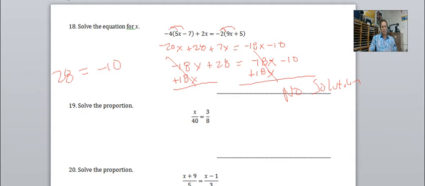19, when you have a proportion, you need to do the cross multiplying. When I cross multiply, you're going to get 8x equals 120. I divide both sides by 8, which means that x is going to equal a positive 15.